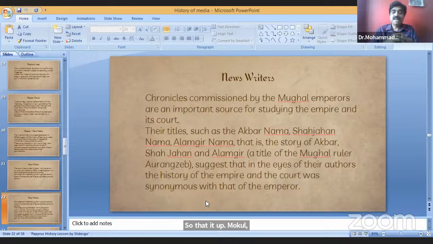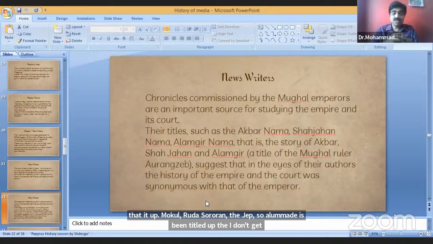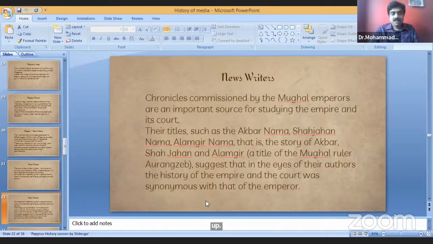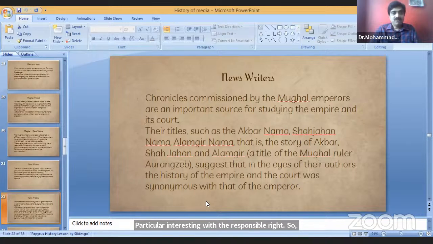This suggests that in the eyes of their authors, the history of the empire and the court was synonymous with that of a particular emperor. So they employed a particular person with the responsibility to write whatever the glory of the particular Raja, how he ruled, what kind of measures he had taken during his period, how he was more reachable to the people, how he would go and visit different places, what he observed, how he interacted with the people. All of that would be written in a particular format, a biography.